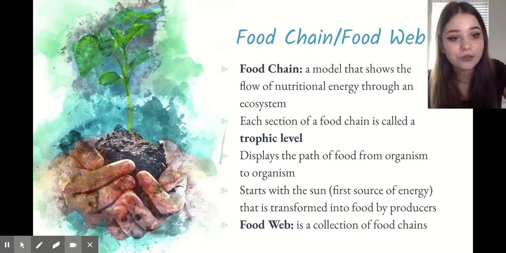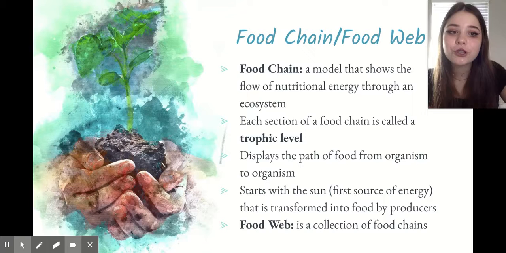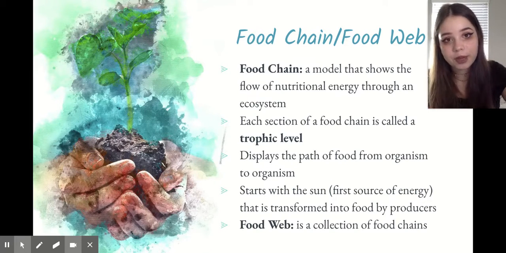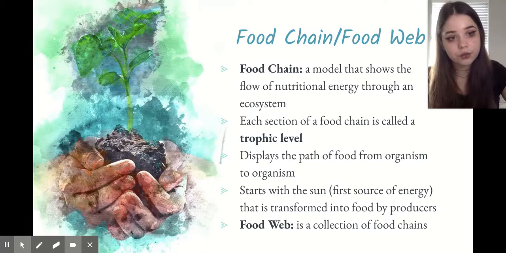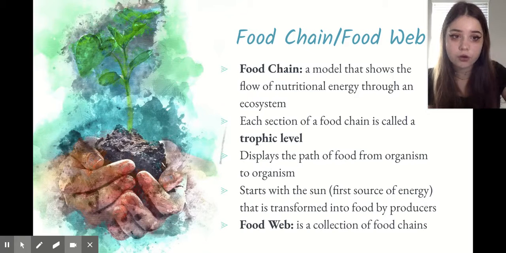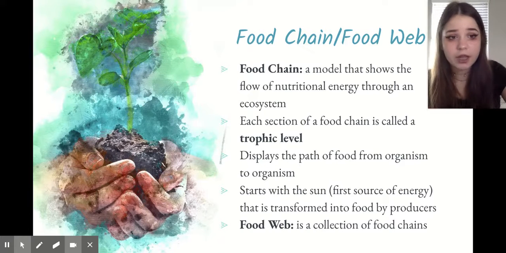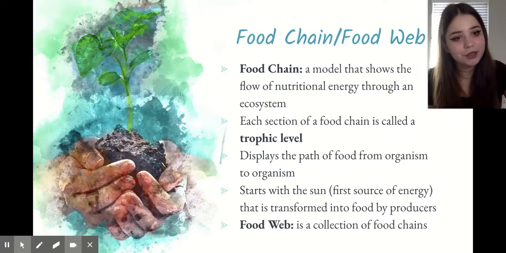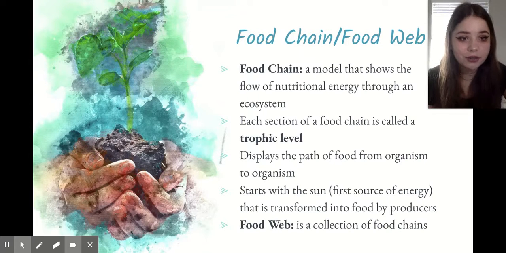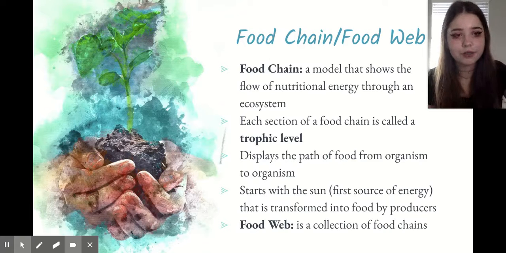It's a nutritional flow, right? And so all food chains are going to start with the sun as the first source of energy, which is transformed into food by producers, right? So producers use photosynthesis to transform the energy in the sun into stored energy, right? Glucose or sugars. And us consumers can't do that, right? If we go in the sun and lay there for a while, we might get a little tan, but we're not going to be producing foods in our bodies. If we were able to do that, then we wouldn't have to eat anything, right? We would already get all our nutrients from ourselves.